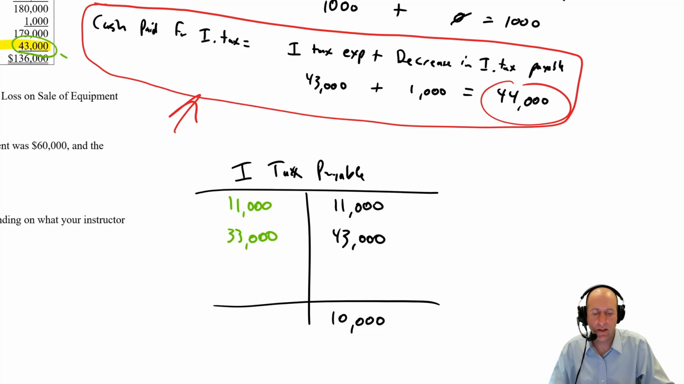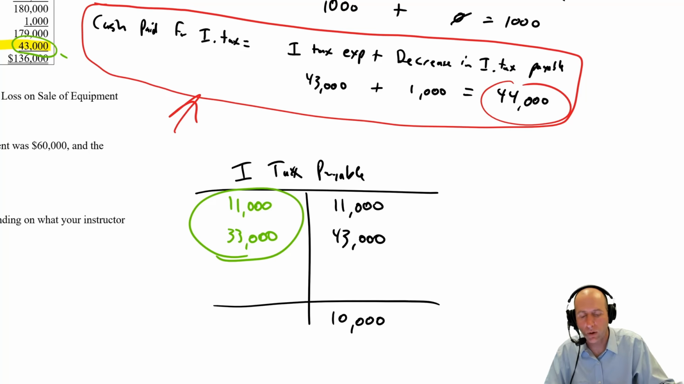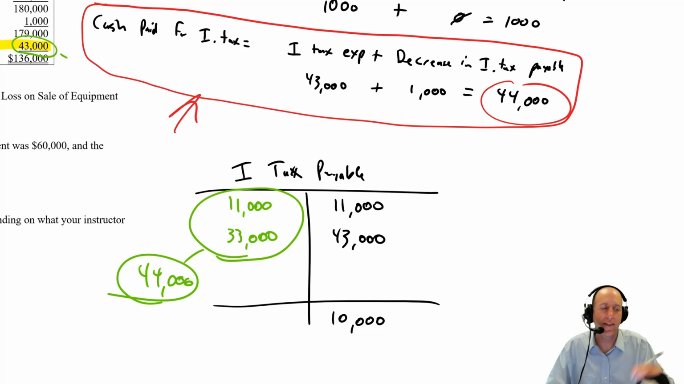So what happened this year? They had an $11,000 bill, they paid it. They had $43,000 worth of bill that probably accrued quarterly throughout the year. They paid 33 out of the 43, leaving them owing 10. How much did they pay in total? What was their cash flow related to income taxes in total? It was $44,000 in income taxes that they paid off.